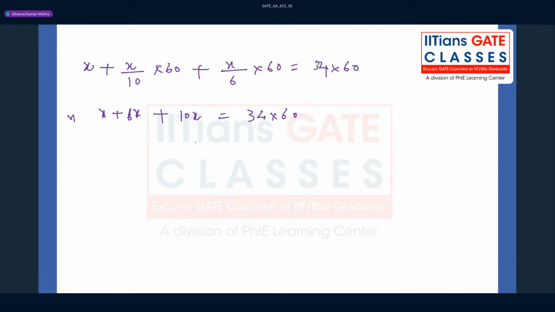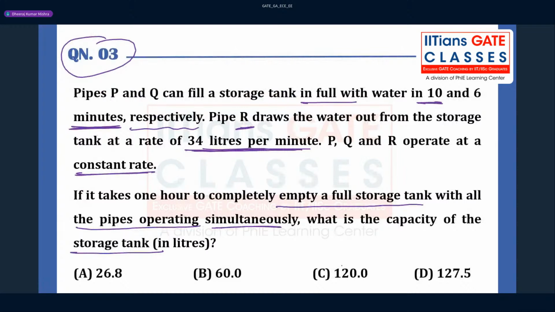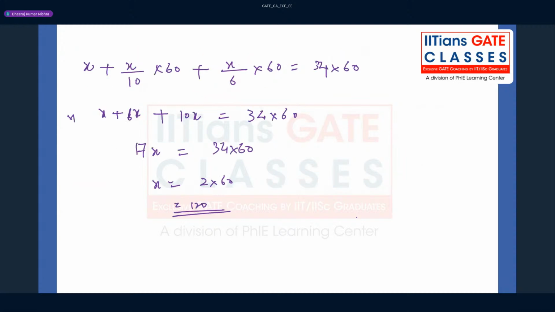Now what you can do here is, if you add this, it will become 17x is equal to 34 into 60. So x is going to be 2 into 60, which is nothing but 120. So you have got the answer: 120 liter. So the answer for this question will be 120 liter. That's it. This was a very simple question, and you can do it in this manner. Now let us move to the next question.